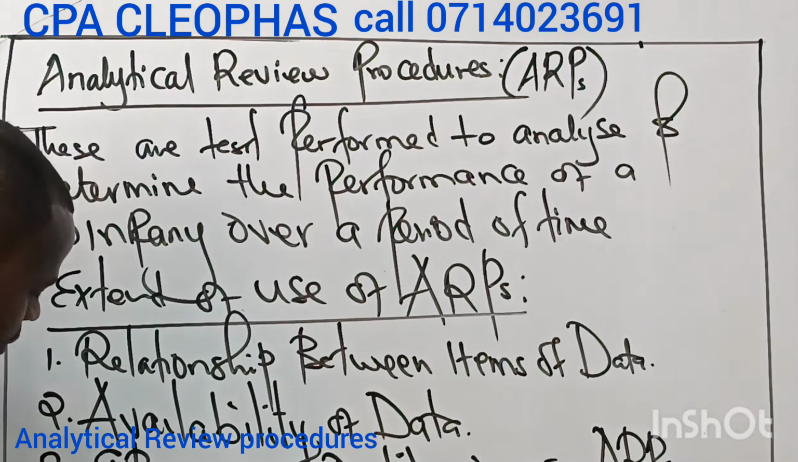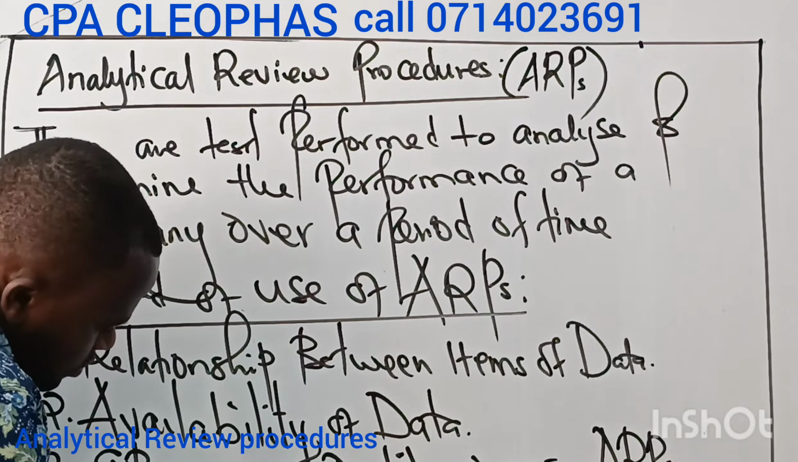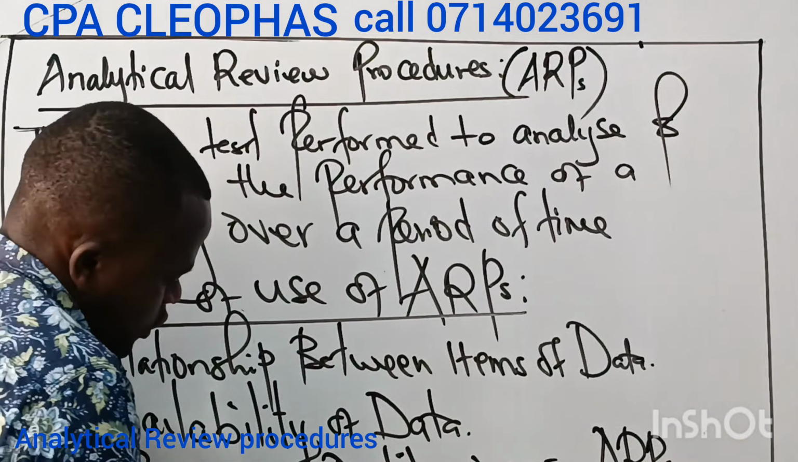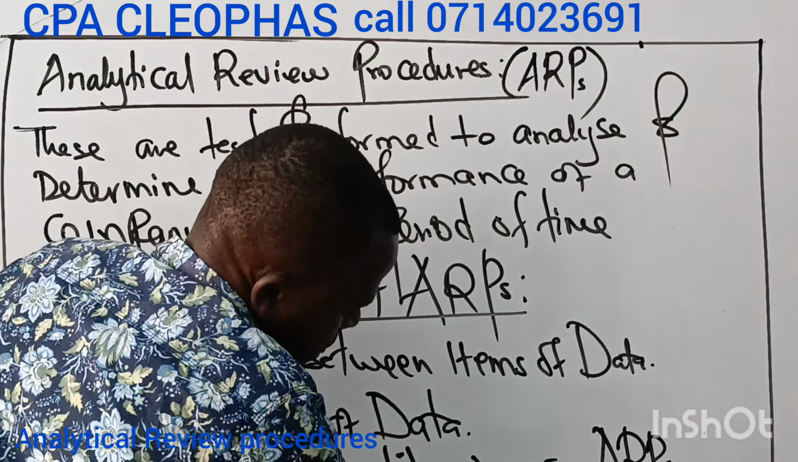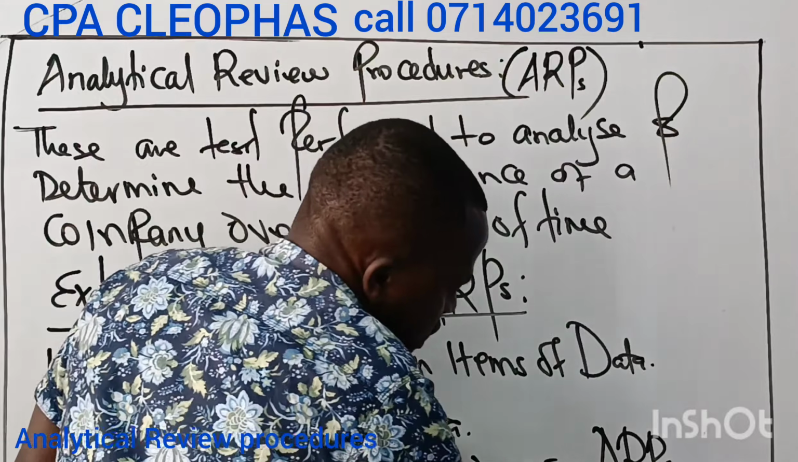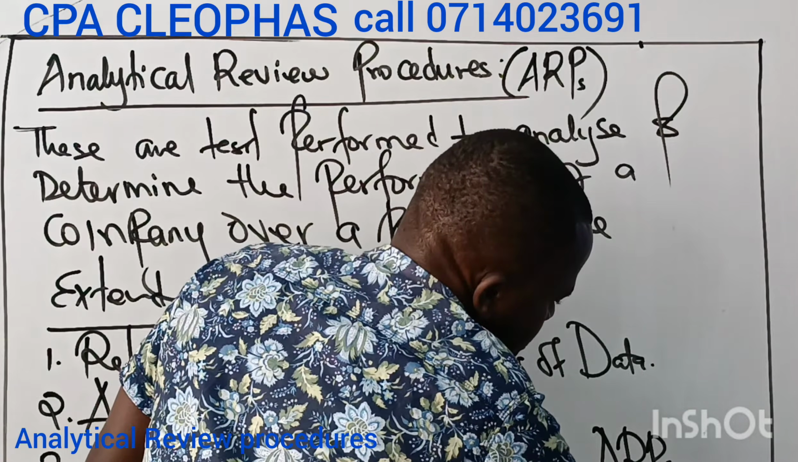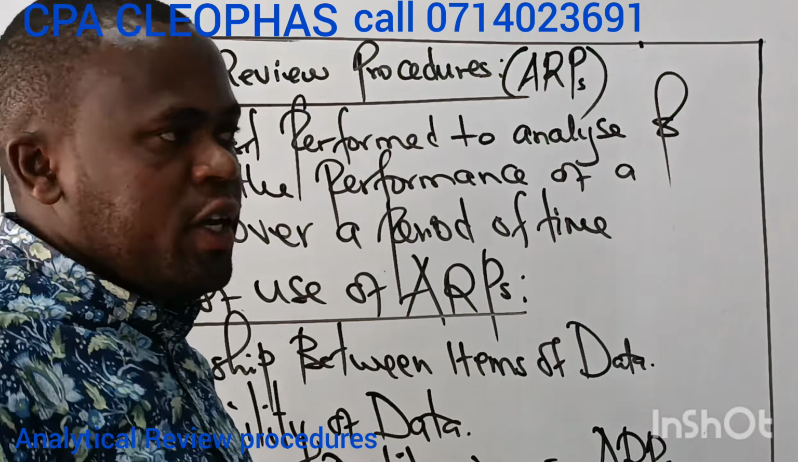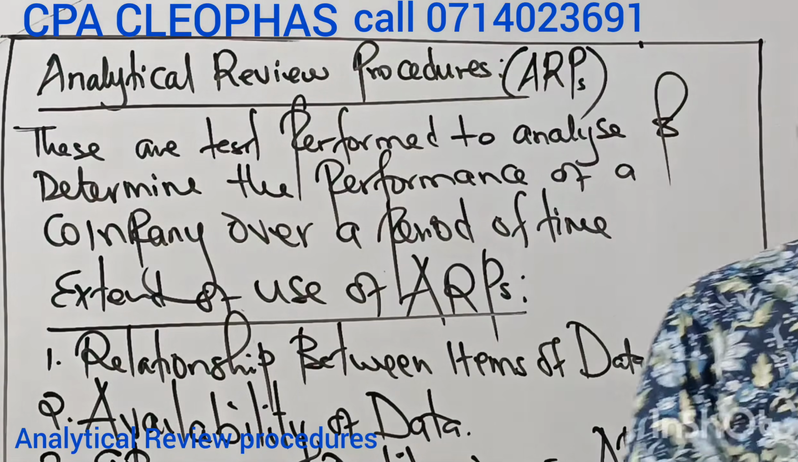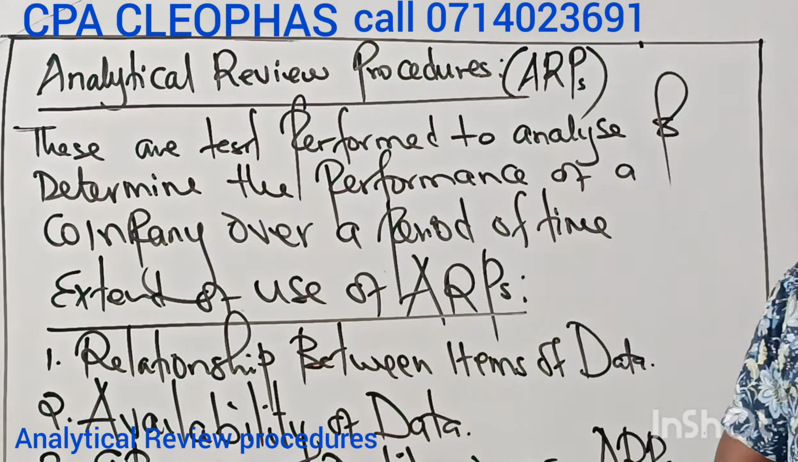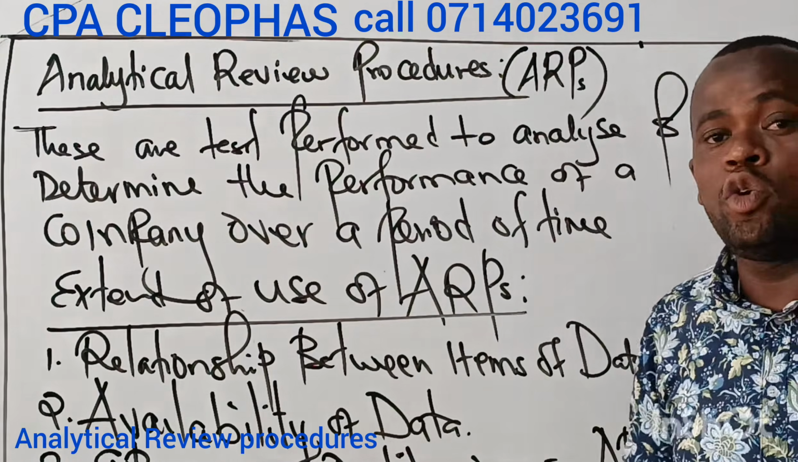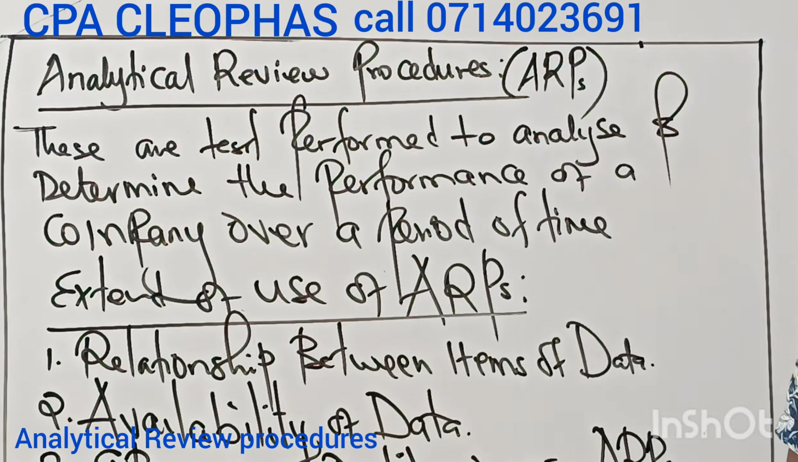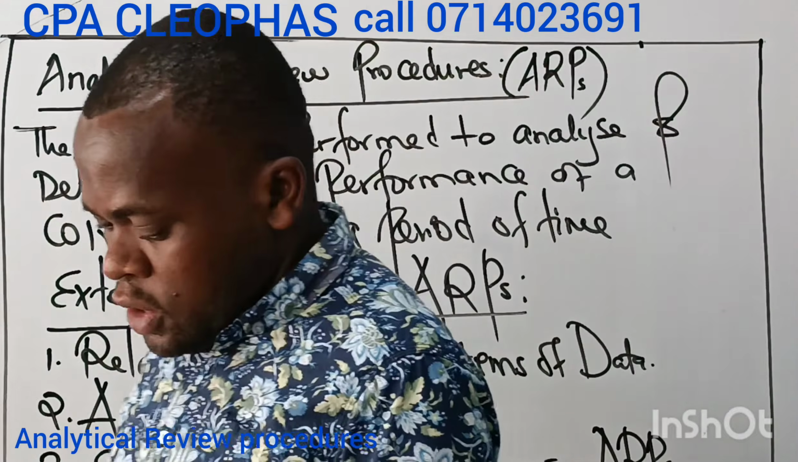Again, auditor's knowledge about the client. You can notice that if you do not know the client's background very well, you cannot do this. You must have good knowledge of the company where you want to know how the company is performing. So that is the knowledge about the client.